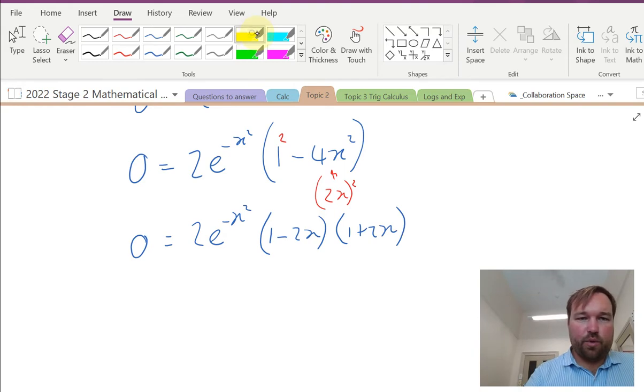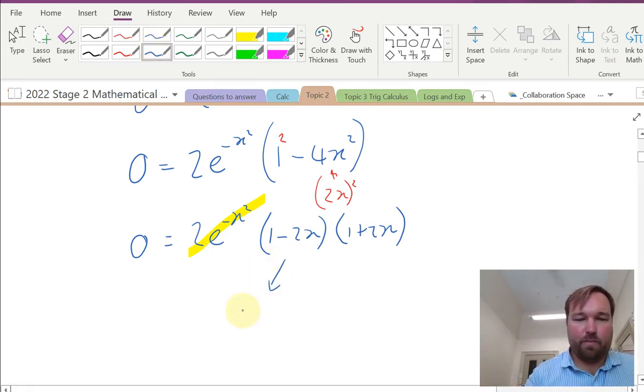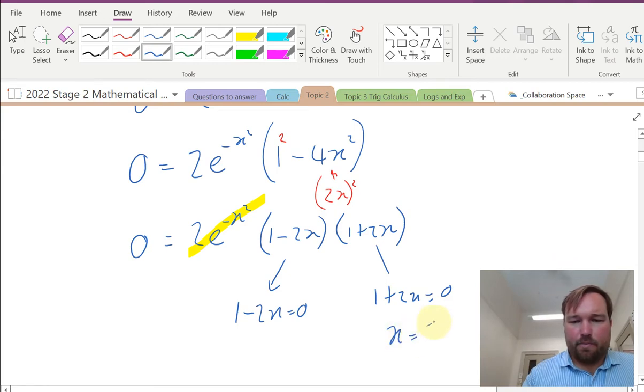There are no solutions from there. That will never equal 0. E to the anything won't equal 0. The solutions will come from here. They'll come from 1 take 2x is equal to 0, and 1 plus 2x is equal to 0. And these answers are x is minus a half, and x is positive a half.